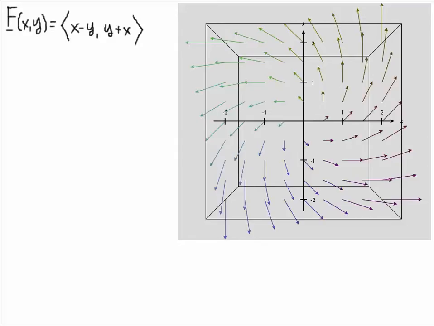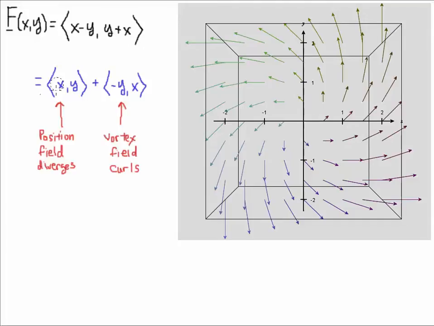All right, so this is called the hurricane field. I'm going to write it this way. And if you're wondering why it behaves in this particular way, well, if you take a closer look at this vector field, you can see that we can write it as x comma y plus minus y comma x, and you see that, hey, that's the position field and that diverges, and this is the vortex field and that curls. So you have the vortex field that's curling around, but you are adding in the position field that is pushing that swirling motion out. So this is a combination of both those vector fields.